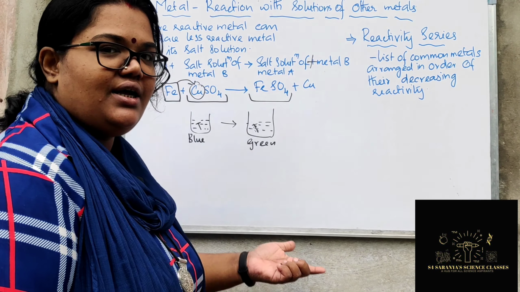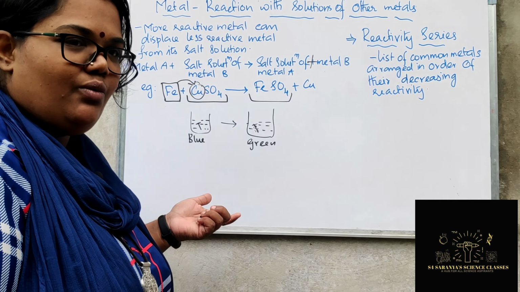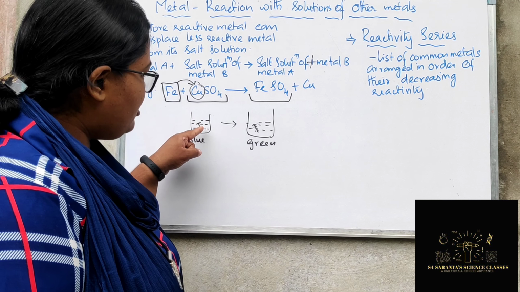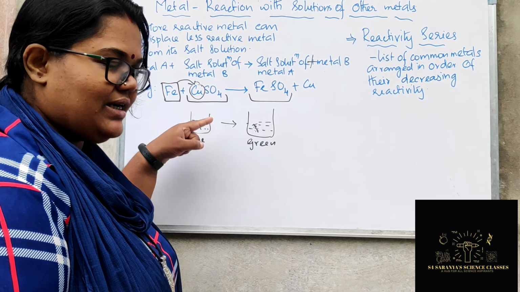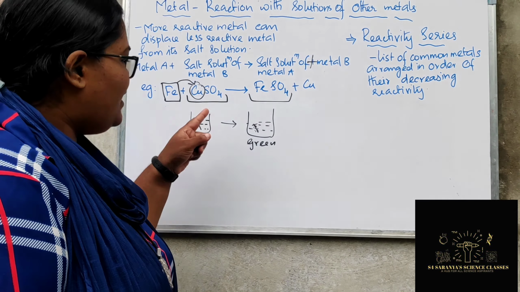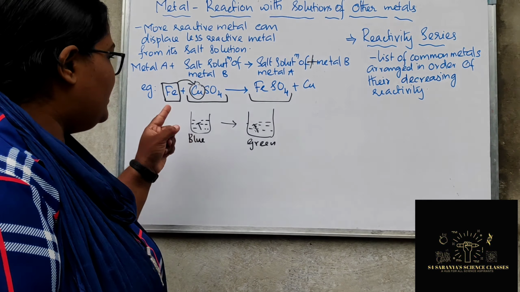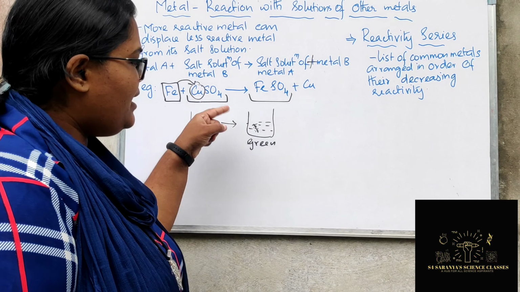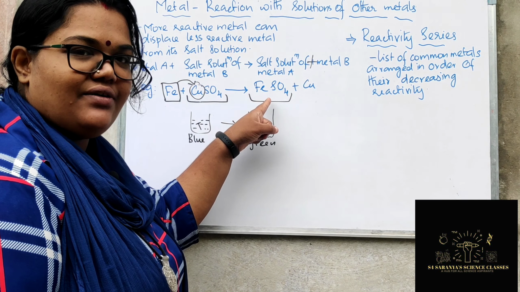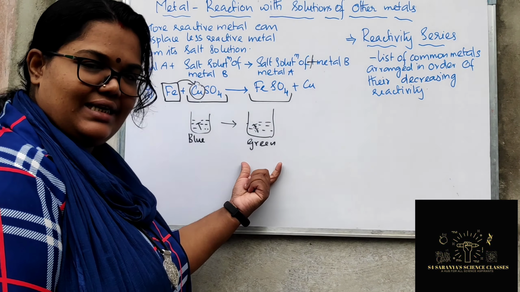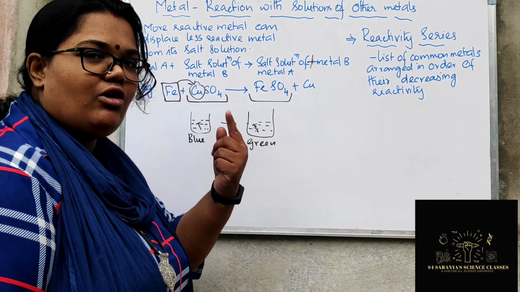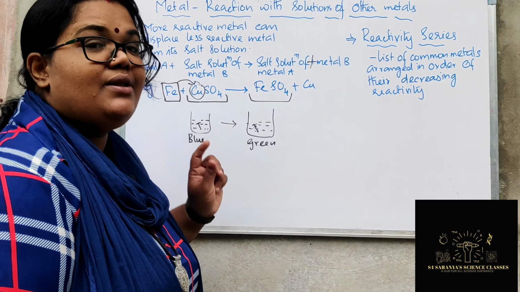What is the reaction? The reaction is a single displacement reaction. Why? Because iron is a more reactive metal and you are putting it in a salt solution of a less reactive metal, that is copper sulfate. Then obviously single displacement will take place. The iron will take the place of the copper and you will get ferrous sulfate solution, which is green in color, and the displaced copper will form a coating on the iron nail. This will be the observation.